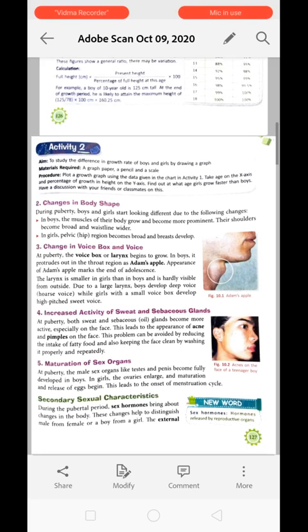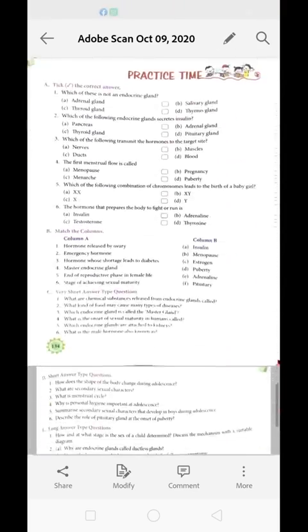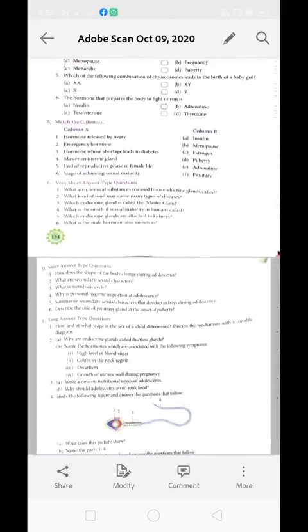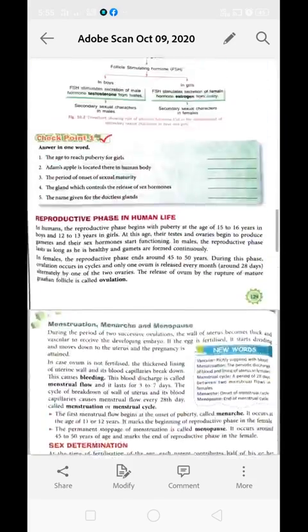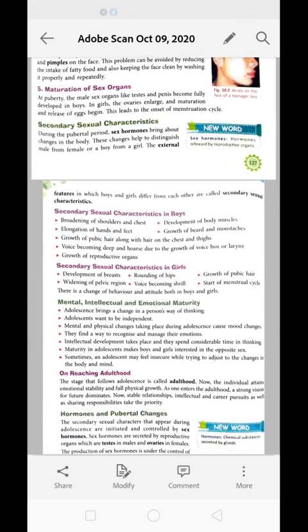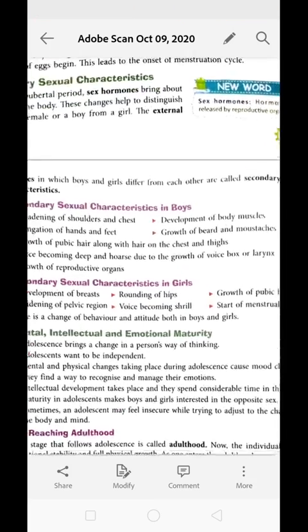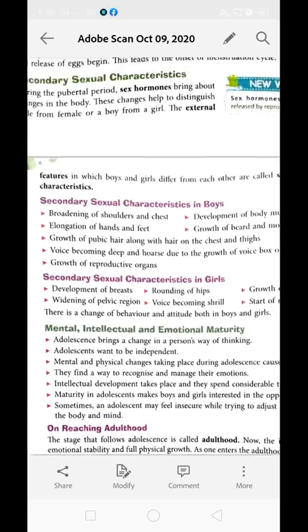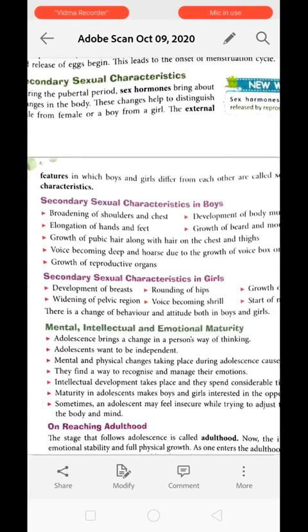Next question. What are the secondary sexual characters? You will write about the secondary sexual characters of male and female separately. It is given on page number 128. You will write the secondary sexual characters of boys from here, and of girls also. All the points should be mentioned in your copy.